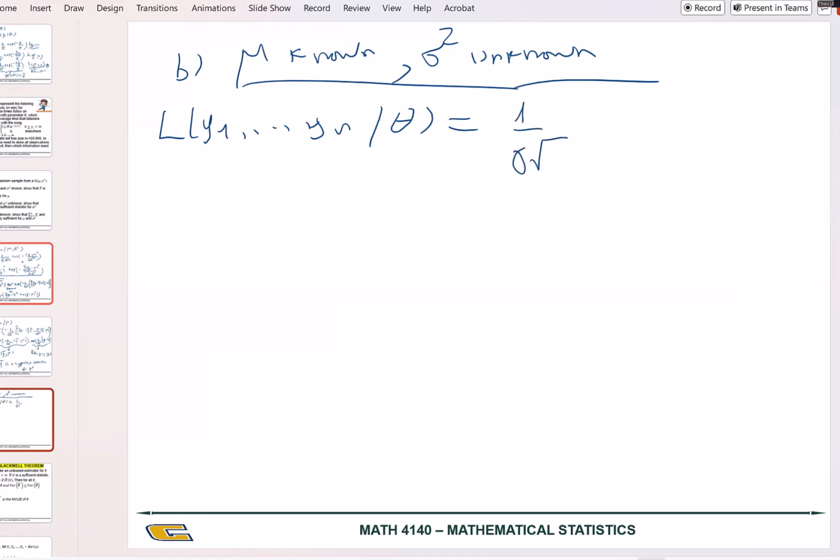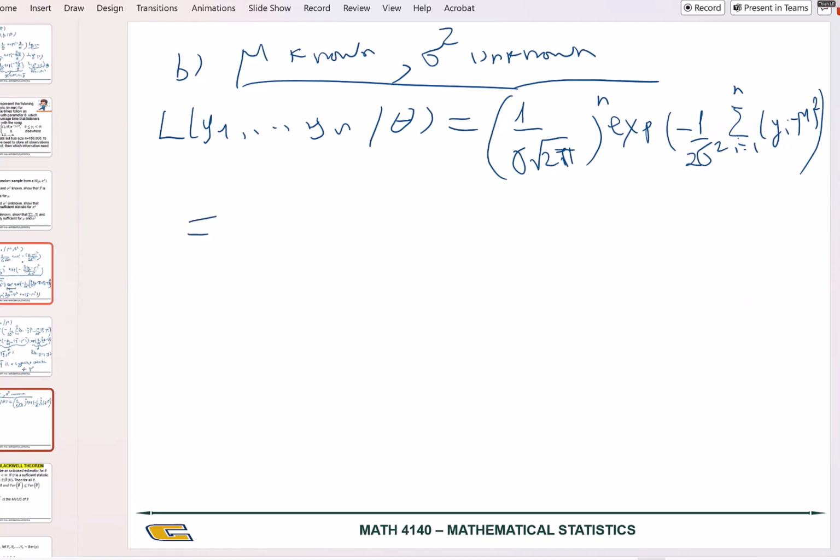The likelihood is one over sigma root 2 pi to the n, times the exponential of minus 1 over 2 sigma square times the summation of i from 1 to n of y i subtract mu, square. The first term you cannot throw away like last time, because you do need it.